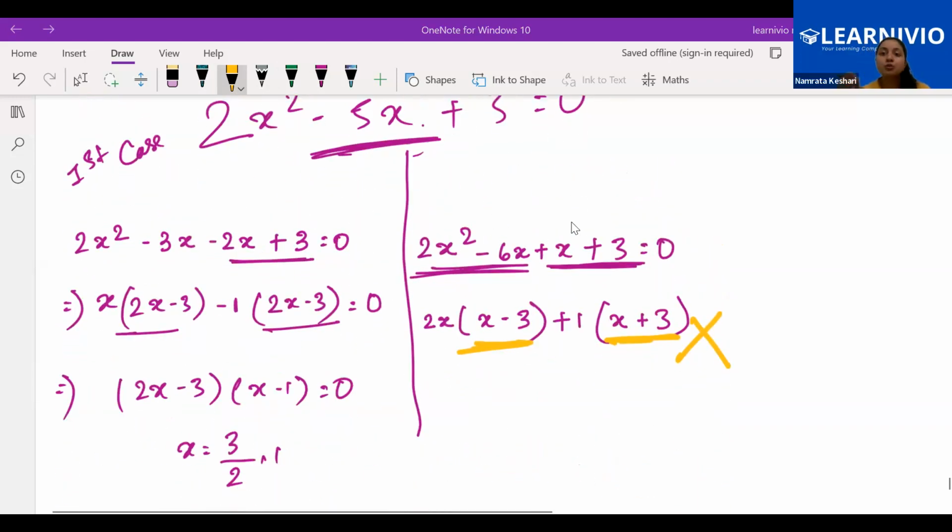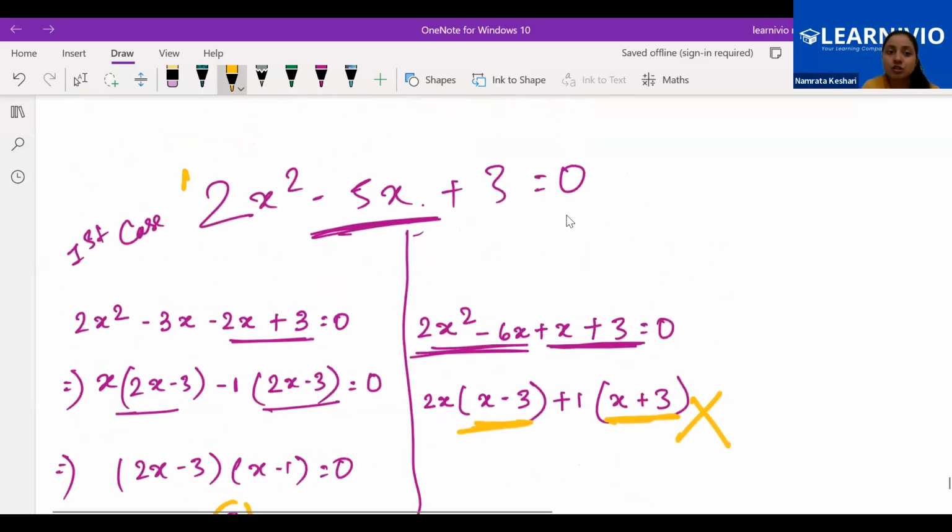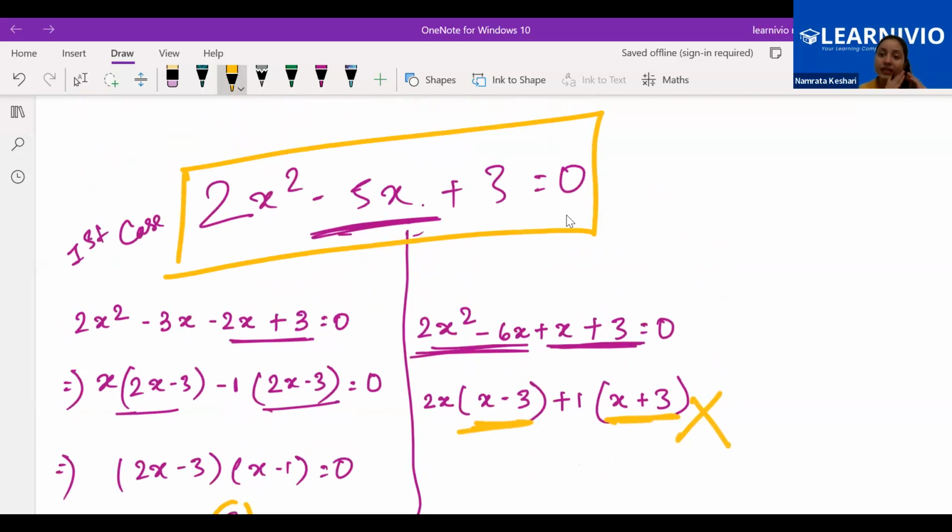Now, you can also do the verification. Verification means you can take this x value and substitute it in our original equation. What was the original equation? This is the original equation: 2x square minus 5x plus 3 is equal to 0. Whatever solution you have, if you substitute it, you will see that yes, we are getting 0 on the other side.